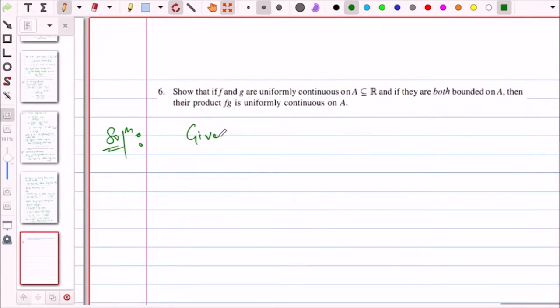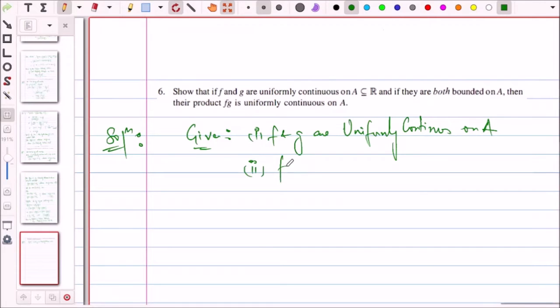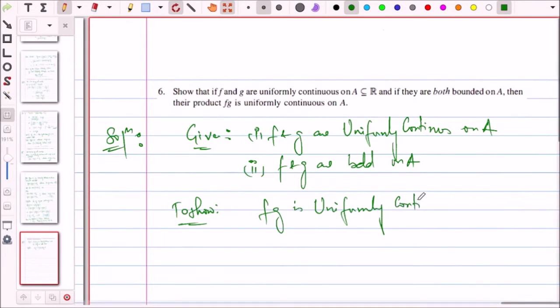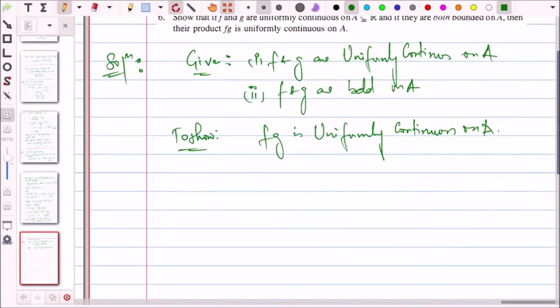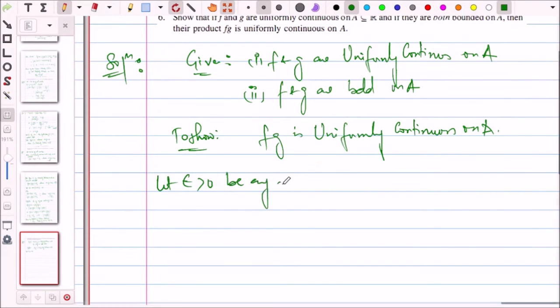Given: first, f and g are uniformly continuous on A, and second, f and g are bounded on A. To show: fg is uniformly continuous on A. For this we will start with any epsilon greater than 0. So let epsilon greater than 0 be any real number.